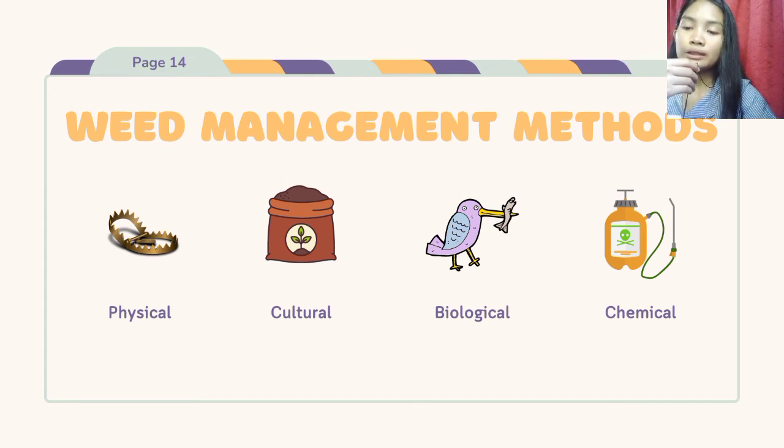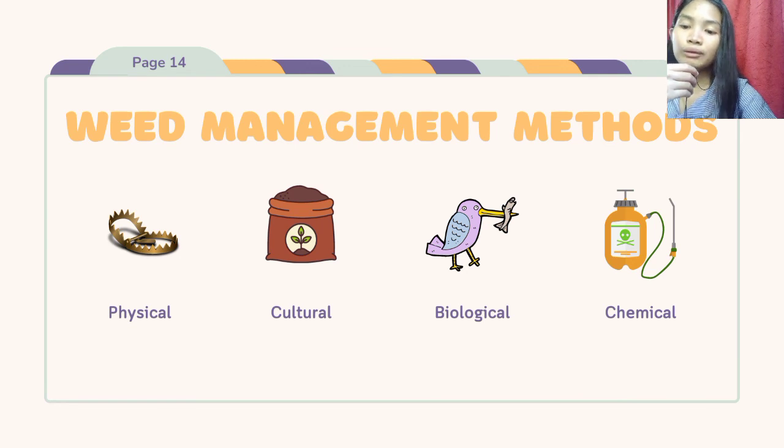The first one is physical weed management, which has different types. Physical weed management includes hand weeding, hoeing, cultivation, mowing, and mulching. Next is cultural weed management. It uses drip irrigation systems, selective fertilizer application, and maintaining healthy planting.